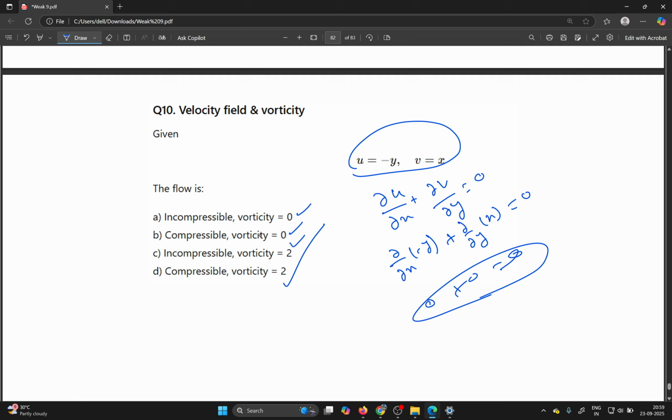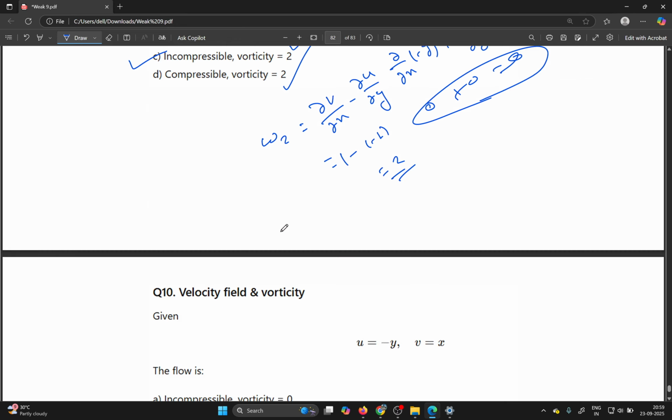Now you need to check the vorticity. Again, you have only the two components. So how will you check the vorticity? You check omega z: del v by del x minus del u by del y. So del v by del x is 1, and minus del u by del y is minus minus 1. So it is 2. So what will be the final answer? This C here will be the final answer.